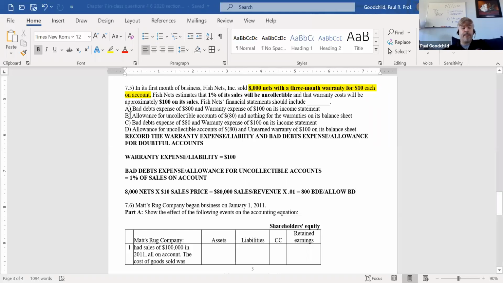And so we look up and it says bad debts expense of 800 and warranty expense of 100 on its income statement. And so that's where the answer is correct. The rest of them are incorrect.